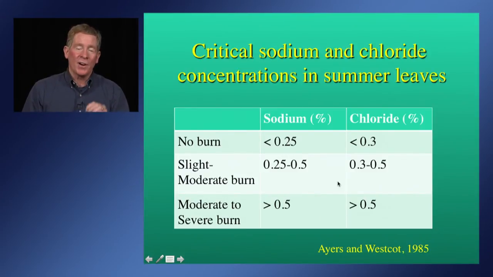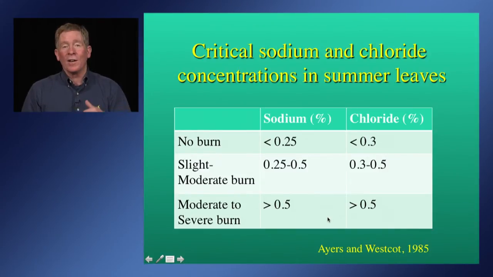Now, again, these are very general guidelines. And the reason is that the leaf may actually have values that are higher than 0.5% and appear healthy until you have a really hot, dry, desiccating condition that can come by, and those leaves that already have values above this 0.5 would immediately show injury.